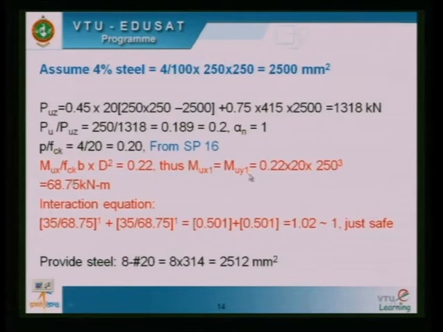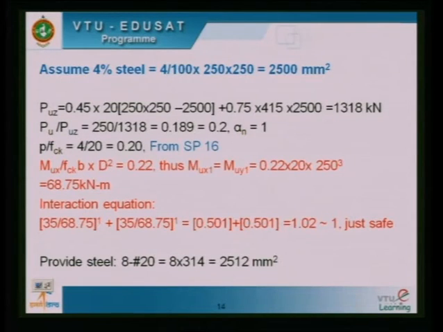With this, MUX1 and MUY1 equal to 68.78. So in fact, we are trying to increase this value of the moment every time, so that your denominator value increases, so that the ratio is less when you raise that smaller value to the power of alpha n, so your interaction value keeps on decreasing. Now with this, your interaction value is very close to 1. It can be taken as 1. I don't think any further modification is required.